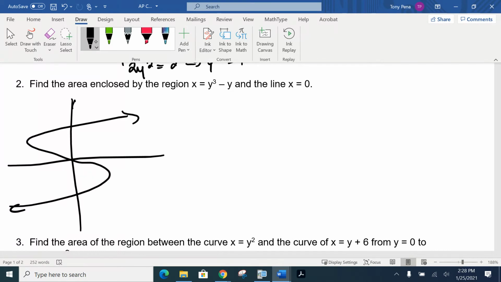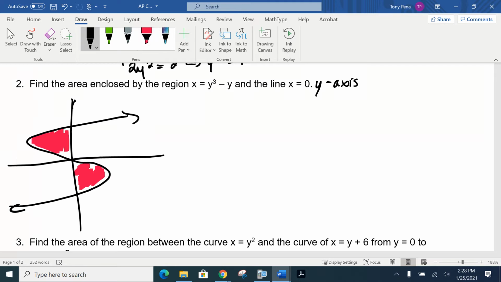What we were wanting is the area enclosed by x equals y cubed minus y and x equals 0. X equals 0 is just your y-axis. So if we look at our curve and the y-axis, we have 2 different regions here. Similar to what we did last week where we had multiple regions, that's what we've got going on here. I guess we did one today too with the sine function and cosine function.